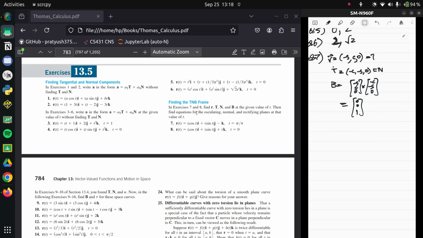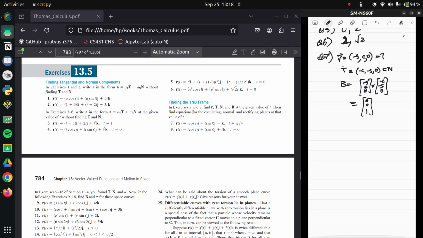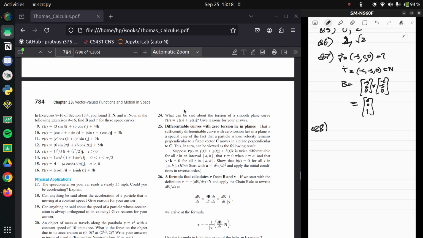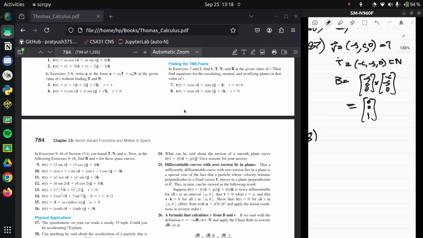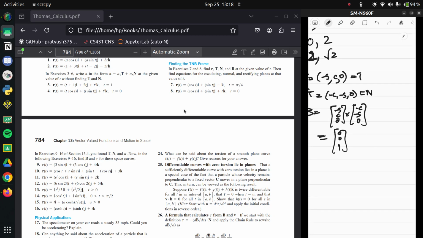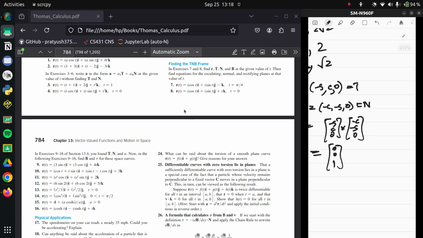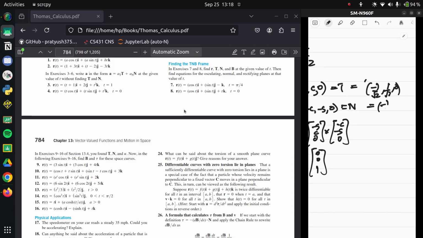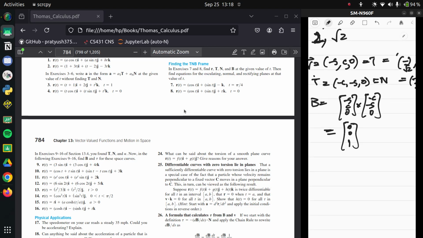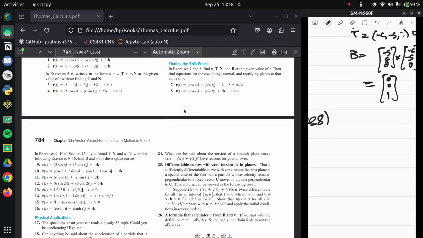Okay, cool. Next, this was the 7th, question 8th. Question 8th is r of t equal to this stuff. Once again the same stuff, so we want to be doing this at t equal to pi by 4. This will just be 1 by square root of 2, comma 0, maybe 1 by square root of 2. The binormal vector is just that stuff, so it doesn't really matter. Okay, so 8th question is r is this.